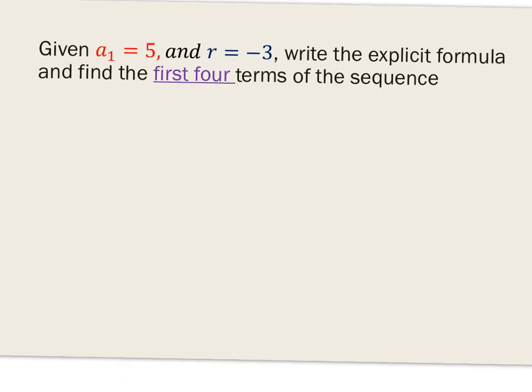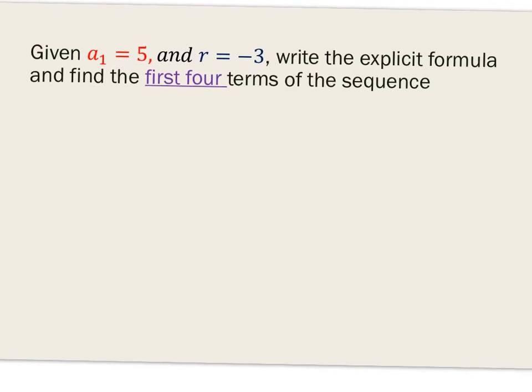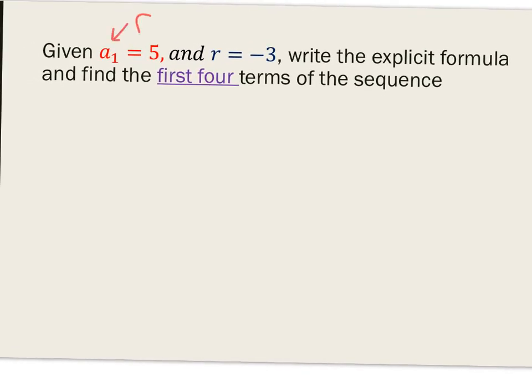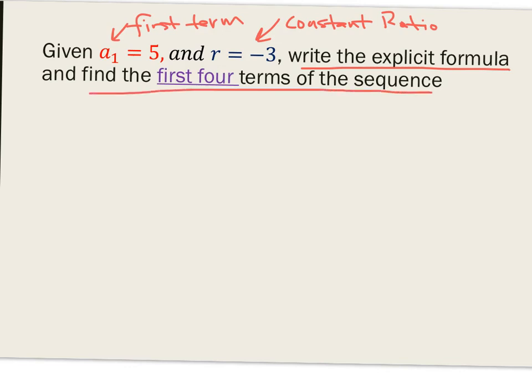Alright, so this last example is going to use kind of a combination of everything that we've done so far. So if we look at this, we're given a sub 1 is equal to 5. So again, what we're looking at here is that is our first term. We're given r is equal to negative 3, so that's our constant ratio. So we know at least how the numbers are changing. And so what I want to do is write my explicit formula and then find the first 4 terms of the sequence.